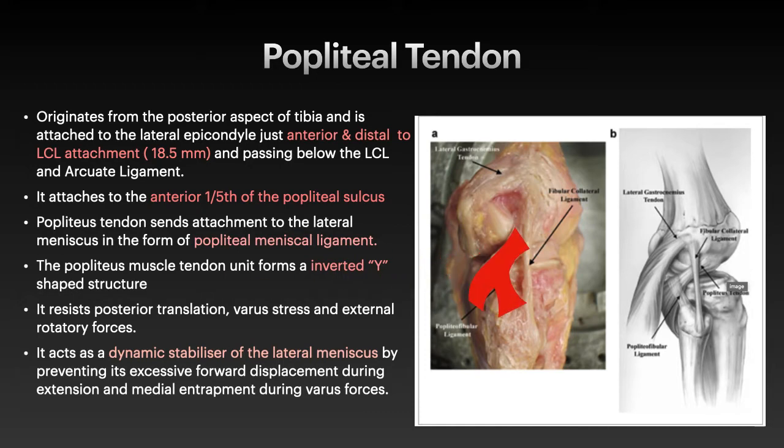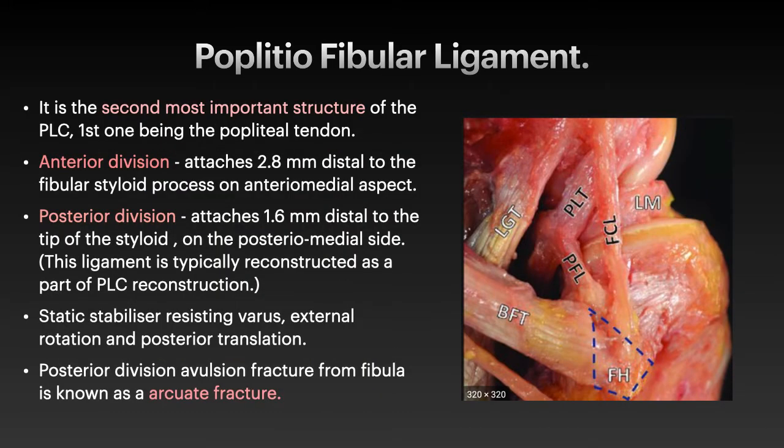The popliteus muscle tendon unit forms an inverted Y-shaped structure. It resists posterior translation, varus stress, and external rotatory forces, and acts as a dynamic stabilizer for the lateral meniscus by preventing excessive forward translation during extension and also preventing medial entrapment during a varus force.